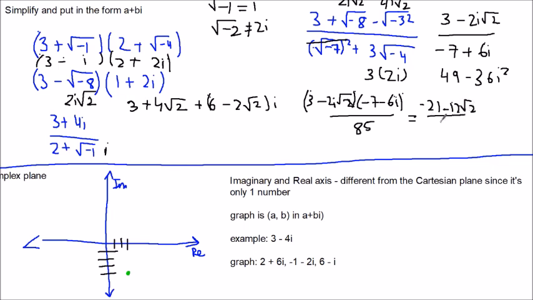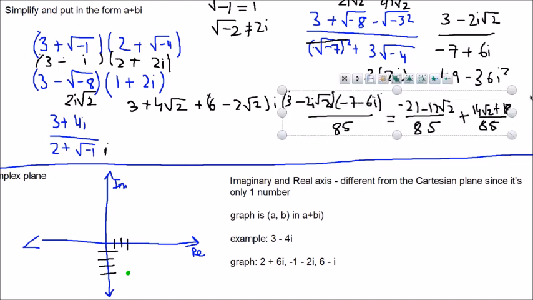over 85, and then it'll get you plus 14i squared of 2 plus 18i. So plus 14 square root of 2 plus 18 over 85. And then I'm going to move this answer a little bit to the left. I. And that's it. That was a long question.